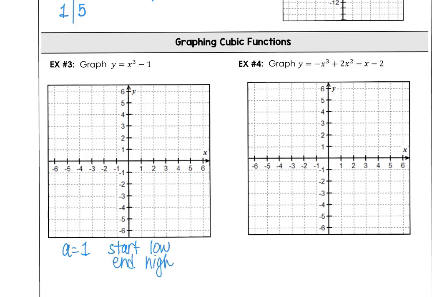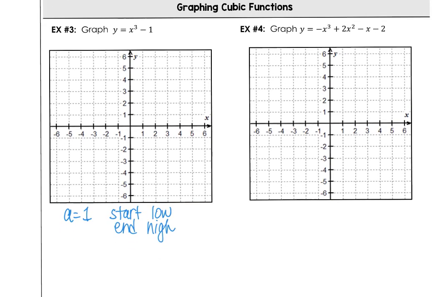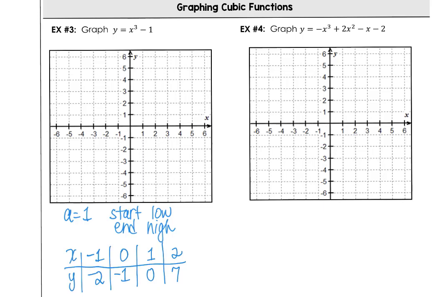And by making a table to get a few extra points, I'm going to use -1, 0, 1, and 2. And my y values are going to be -2, -1, 0, and 7. So we're going to graph those: (-1, -2), (0, -1), (1, 0), and (2, 7). So we have the cubic polynomial that resembles that.